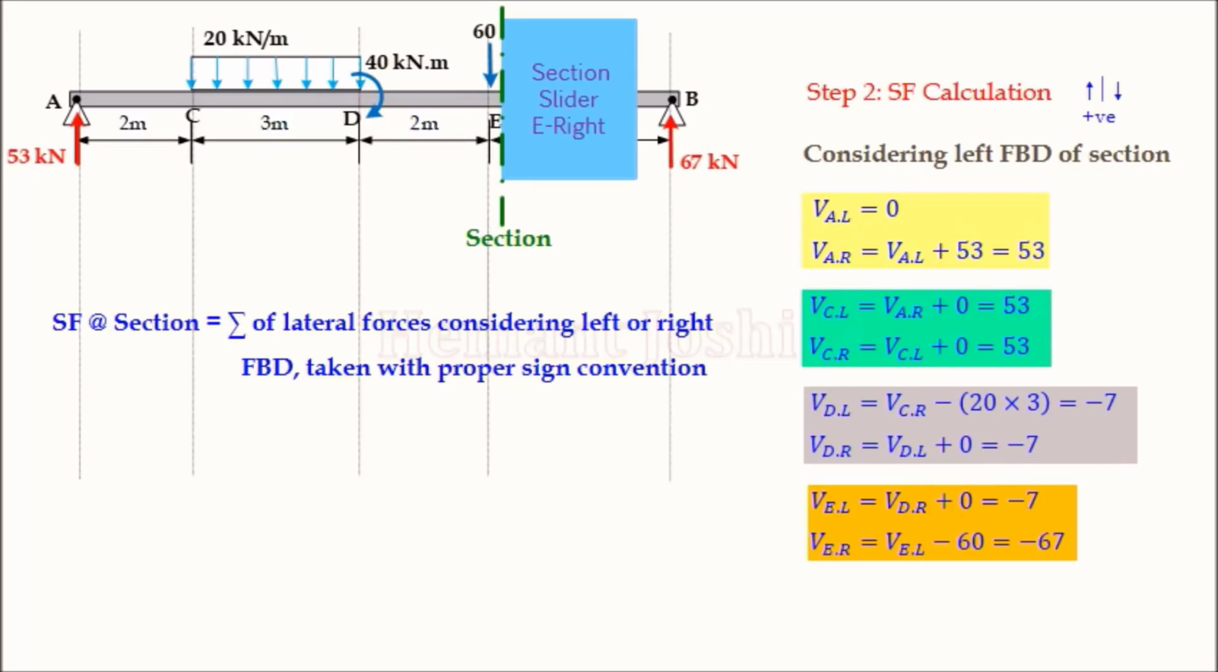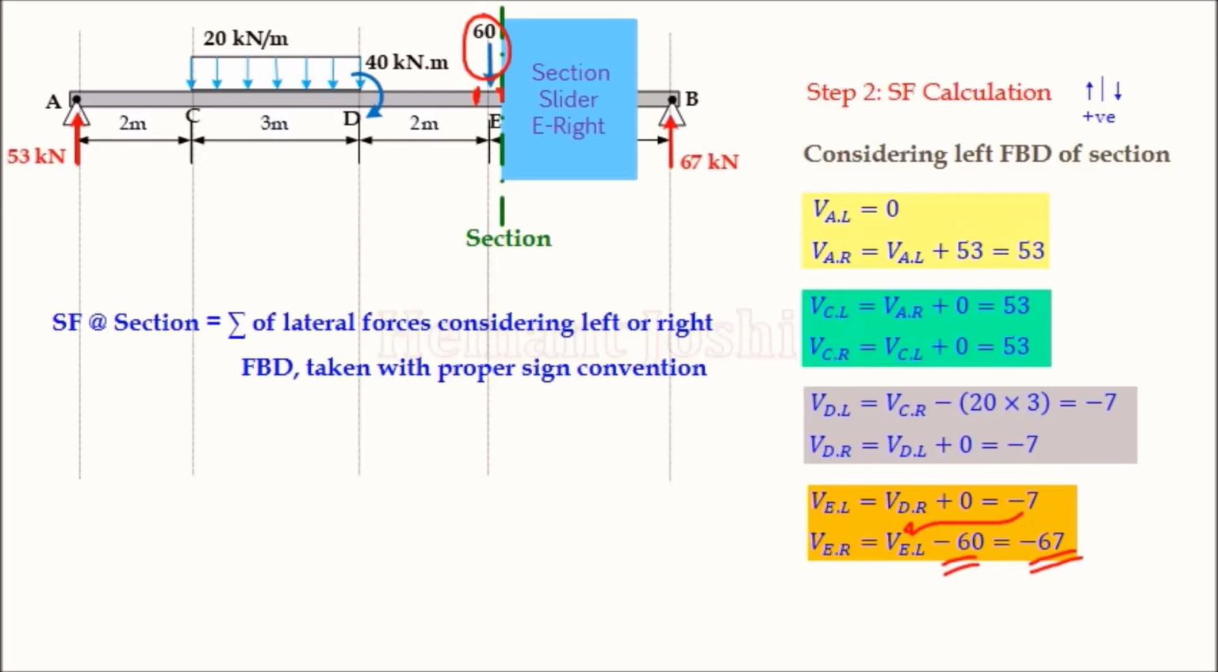Now next part is just right of E, E right. E left is here. That value we are already having. E right is here. Between these two, yes, there is a newcomer. It is going down, so it is minus 60. So original value is here, E left. Newcomer is minus 60. Answer is minus 67.